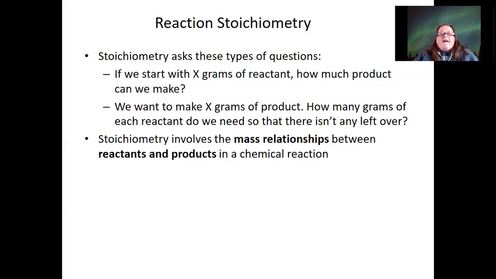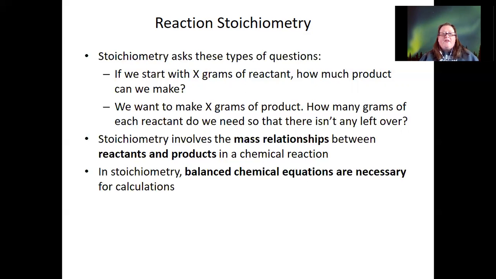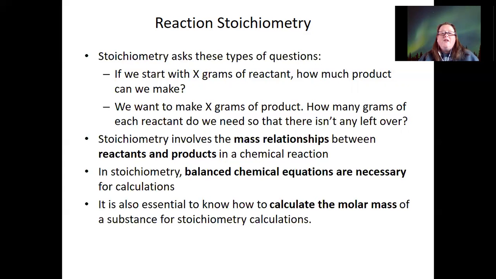Stoichiometry involves mass relationships between reactants and products. If I start with a certain number of grams, how much product will I make? If I want to make a certain number of grams of product, how many grams will I need? So there are mass relationships. In stoichiometry, a balanced chemical equation is always necessary. We've learned how to balance equations, and this is where we get to put that skill to the test. And in stoichiometry calculations, it's also necessary to calculate the molar mass of a substance.